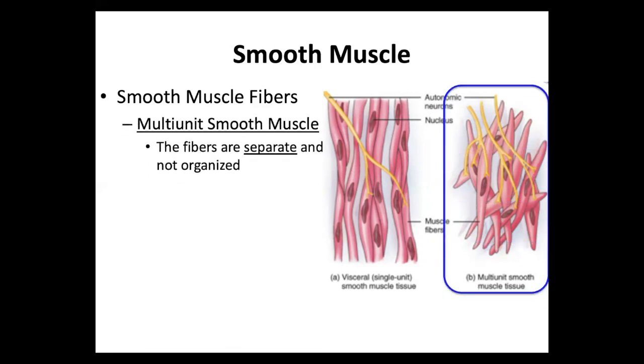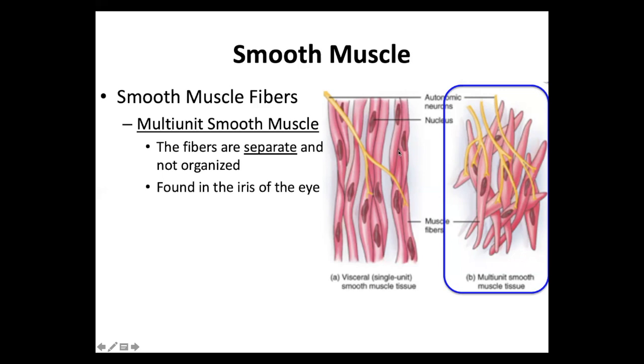So let's look at multi-unit first. These fibers are separate and not organized. And yes, you will have to recognize these pictures on the test. Multi-unit means you have multiple neuromuscular junctions, right? Here's one nerve hitting one smooth muscle fiber, one nerve with another muscle fiber, another nerve, another muscle fiber. Each muscle fiber gets its own nerve. So they are all individual things. You have multiple units. Or single unit, you can see here they're all working together.